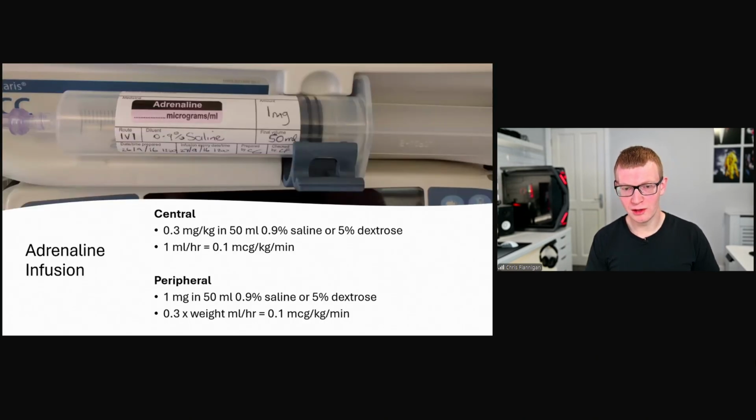So how do we give adrenaline? One method is by infusion, and this can go centrally or peripherally. You've got the methods up on the screen that I use to make it up. It will vary a bit from region to region. So centrally, 0.3 milligrams per kilogram in 50 mils.